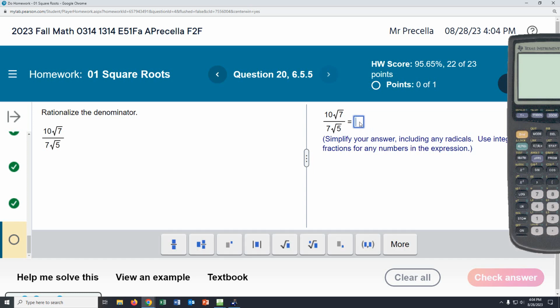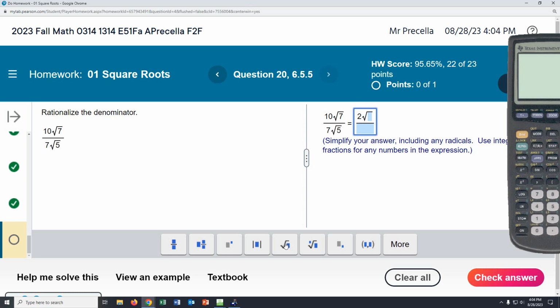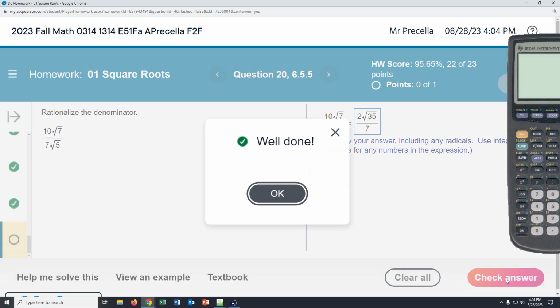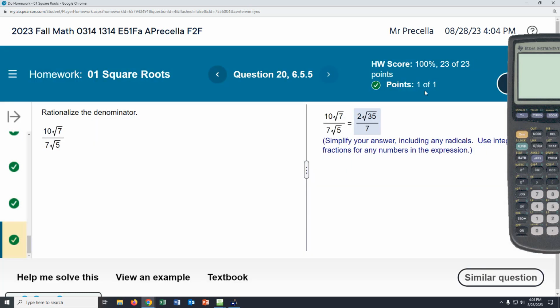So I come over here. What's it going to click first? The fraction bar, okay. And then you have the 2 square root of 35. And what does he do now? Okay, click down there in the denominator and type the 7. Okay. And let's see. Okay, on Pearson, it's updated immediately.